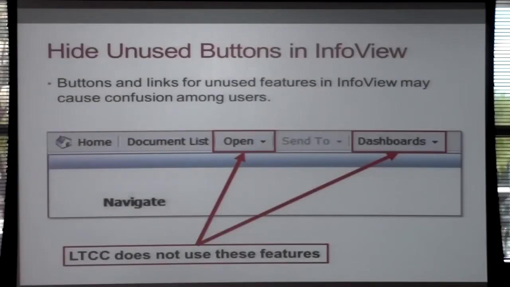And so to avoid any potential future confusion, I decided to hide those two buttons right there, the ones that are highlighted. Those buttons are displayed in the top toolbar of InfoView after you log in. So after you log in, you're inside of InfoView. You'll see on the top toolbar buttons for Open and Dashboards. We don't use those features, so I decided to hide them. And I did some research online, and here's how I did that.